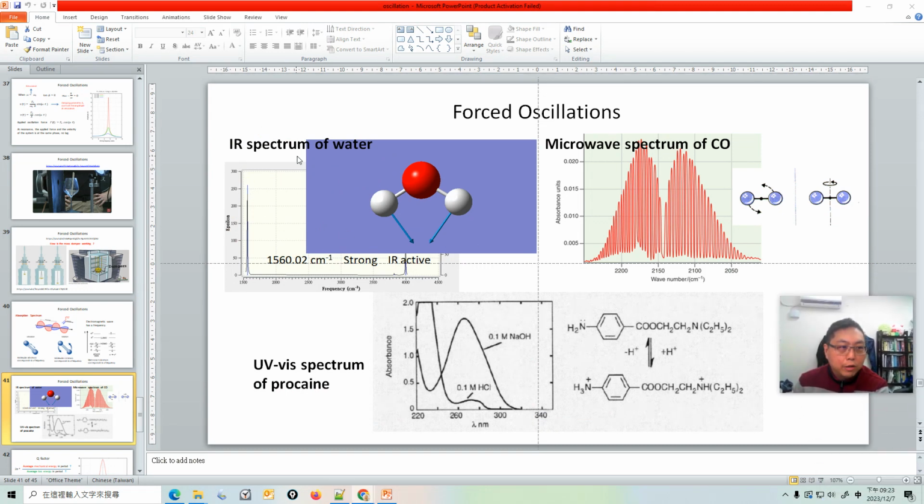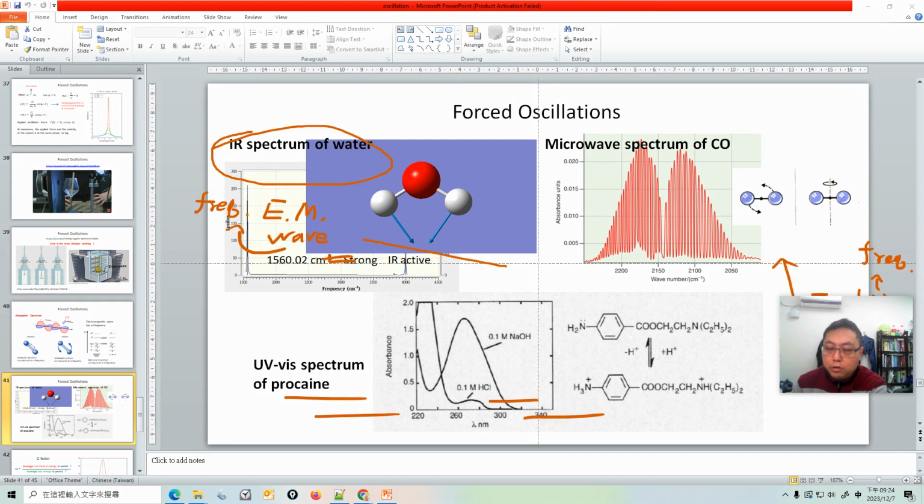The IR spectrum corresponds to vibrational motion, the microwave spectrum corresponds to rotational motion, and the UV-Vis spectrum of a molecule corresponds to energy transitions between energy levels. The energy level has a natural frequency, the rotation level has a natural frequency, and vibrational motion has a natural frequency, and your input electromagnetic wave has an applied frequency. When the applied frequency equals the natural frequency, you get the spectrum. It will absorb the energy.